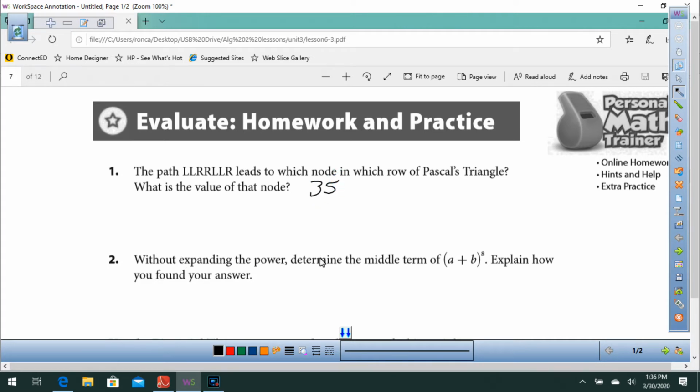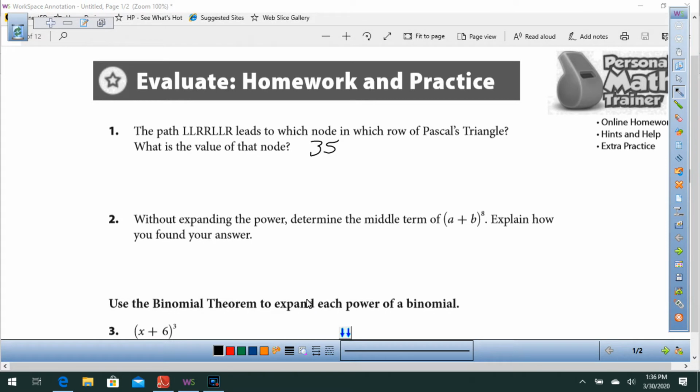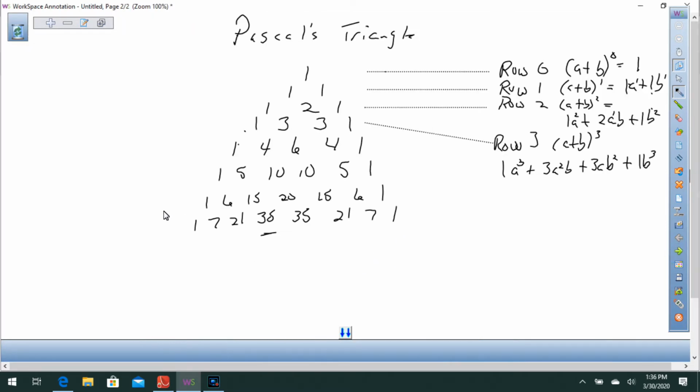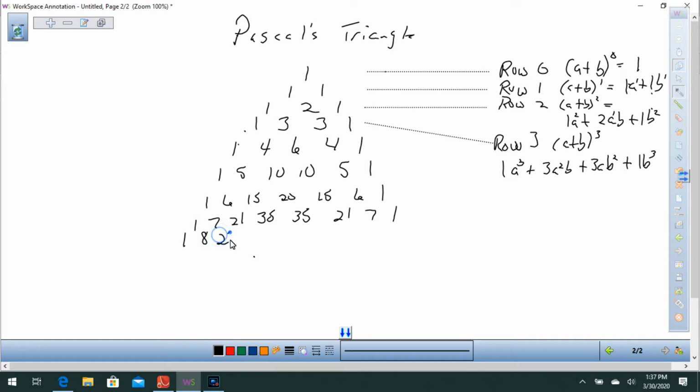Without expanding the power, determine the middle term of A plus B to the 8th power. Explain how you found your answer. So let's try that. To the 8th power. Let's go one more row here. 1 plus 7 is 8, 7 plus 21 is 28, 21 and 35 is 56, 35 and 35 is 70, 35 and 21 is 56, 21 and 7 is 28, 8, and 1.